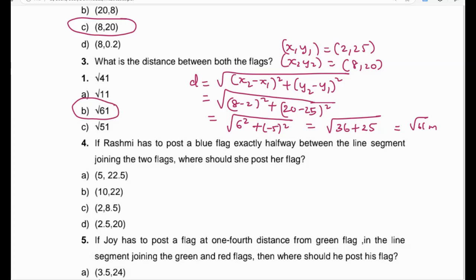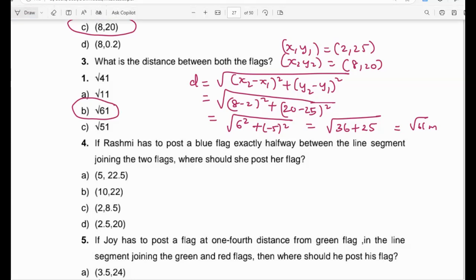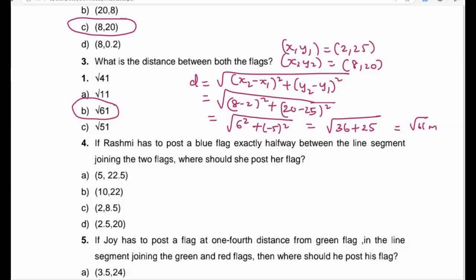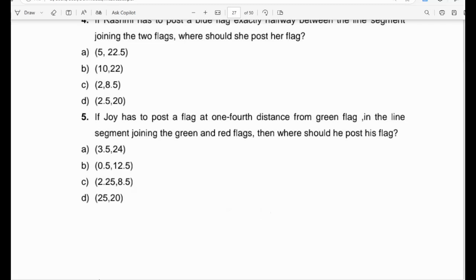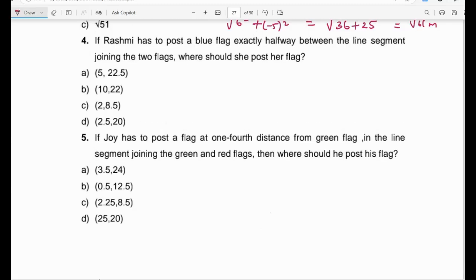If Rashmi has to post a blue flag exactly halfway along the line segment joining the two flags, where should she post her flag? So now Rashmi wants to place a flag in between on the line segment. Where should she place the flag? Suppose you take a line segment. Here we have Niharika.